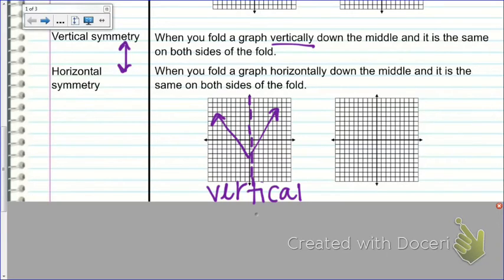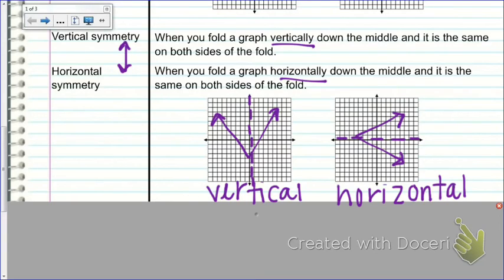So what do you think horizontal symmetry is? If you folded it horizontally and it's the same on both sides. So any ideas of how we could get something to be horizontally symmetric? How could I make this exact same shape horizontally symmetric? Turn it to the side, right? So if I did this, when I fold it horizontally, now it's horizontally symmetric. Okay, make sense?